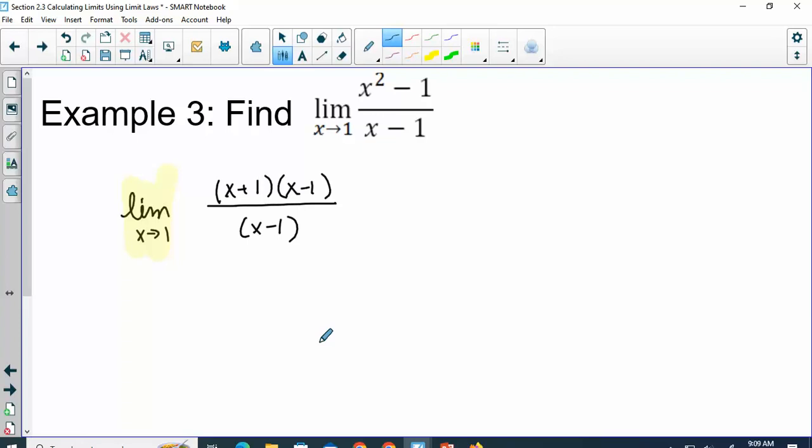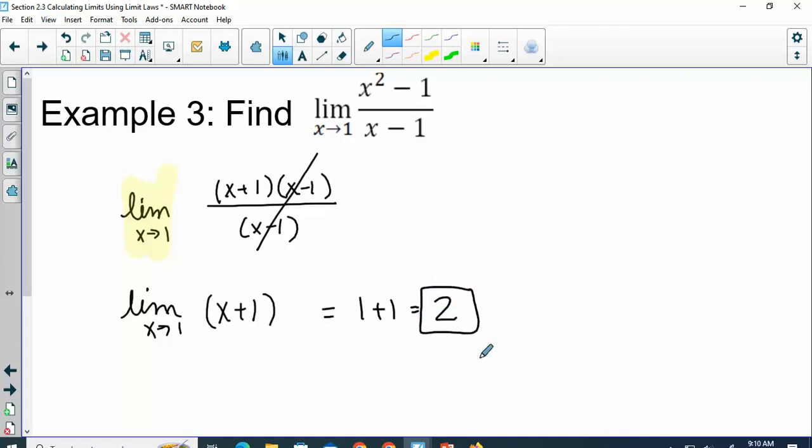What happens now? So now I have a limit as x approaches 1 of x plus 1. Now isn't that just a polynomial? And then we can plug it in. 1 plus 1 is 2. Okay, so if we'd made those tables or looked at a graph, we would have gotten the same answer. We just did it a lot faster now using limit laws.